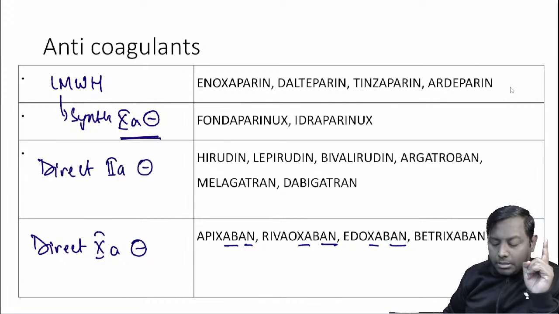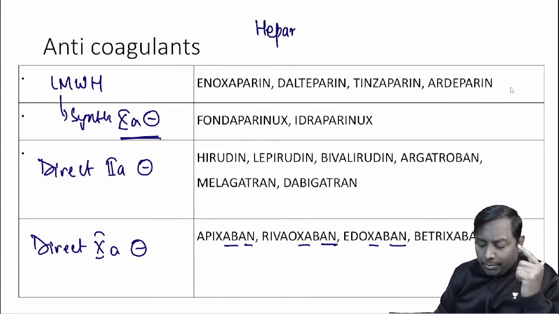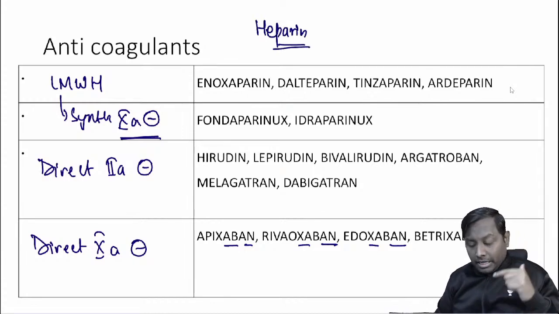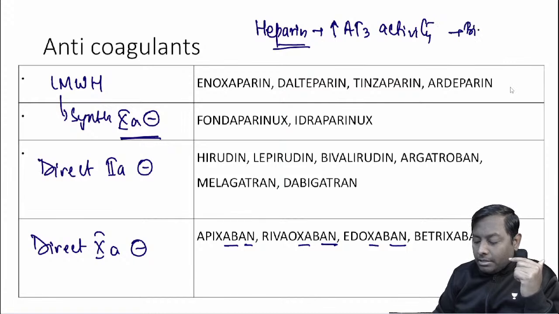What about heparin? Heparin can also inhibit 2A or 10A, but indirectly. Heparin increases the activity of antithrombin 3, right, which will actually bind your 2A and 10A.